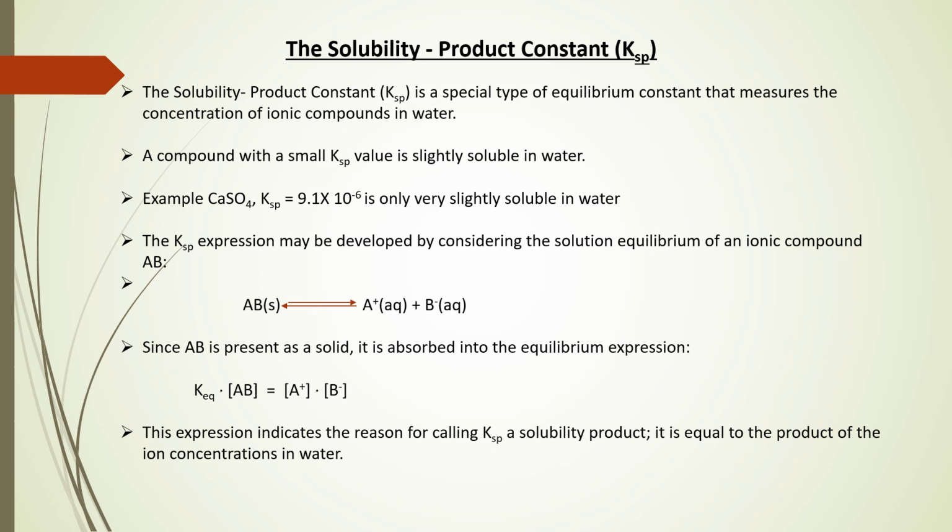Since AB is present as a solid, it is absorbed into the equilibrium expression. So our definition would be KEQ multiplied by the concentration of AB is equal to the concentration of A plus ion multiplied by the concentration of B minus ion. This expression indicates the reason for calling Ksp a solubility product. It is equal to the product of the ion concentrations in water.